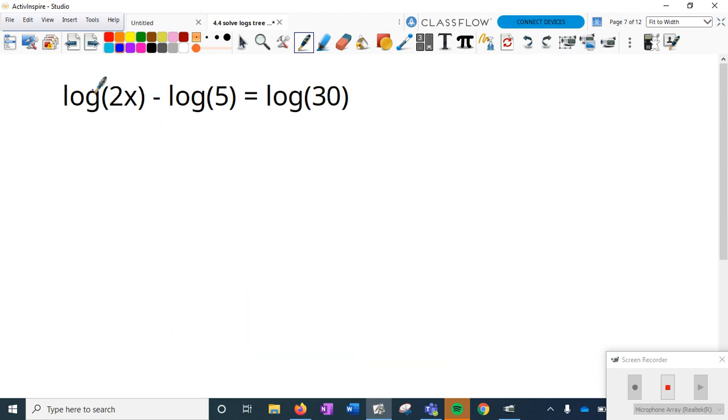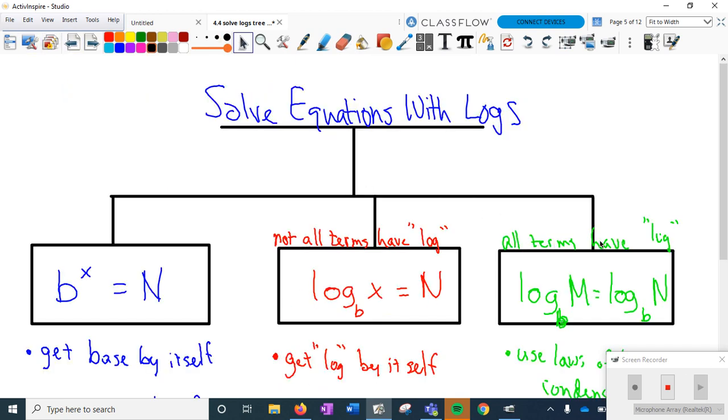Okay, now notice everything here has log. And again, it's log base 10, but it doesn't matter. It could be that they're all log base 5. That really doesn't matter. As long as they all have the same log base on them, our goal is the same either way. If everything has a log, all terms have log, then we're going to try to get to be log equals log. Okay, you might want to copy this down into your notes. All right, just so you keep track of what to do.